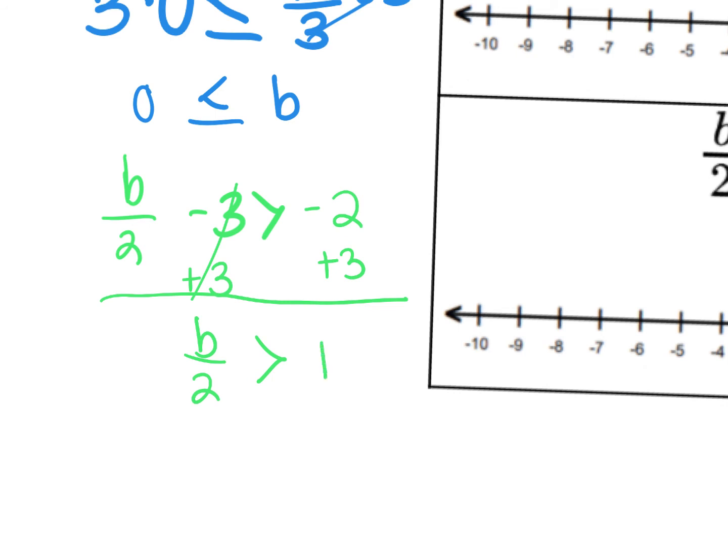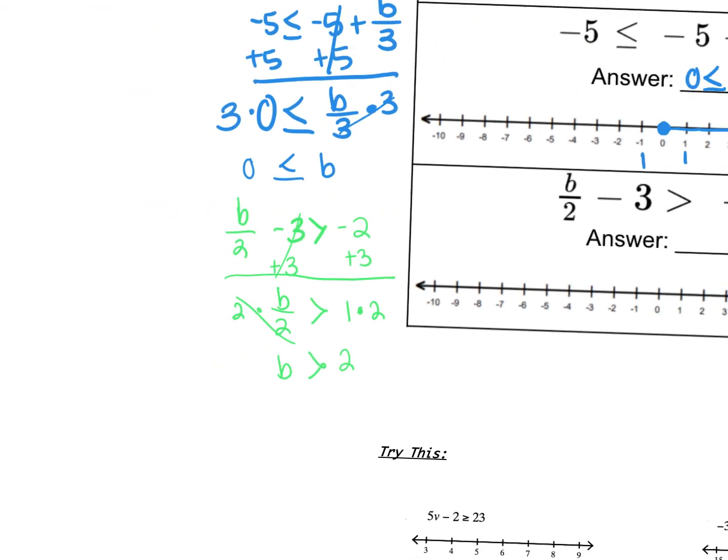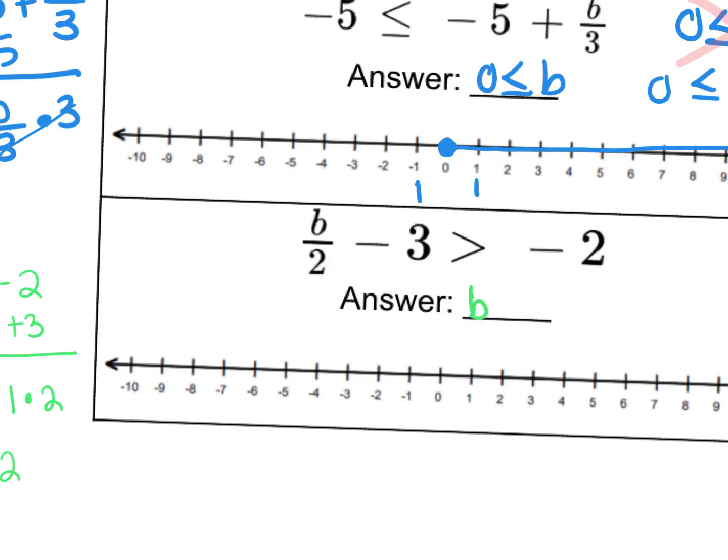$1 left. So now we're going to say, well, to undo dividing by 2, the inverse is multiplying by 2. So we multiply by 2 on both sides. That undid that. And now we have b is greater than, because it did not flip because we multiplied by a positive. 1 times 2 gives us 2. So b is greater than 2. So we go over here and we say b is greater than 2.